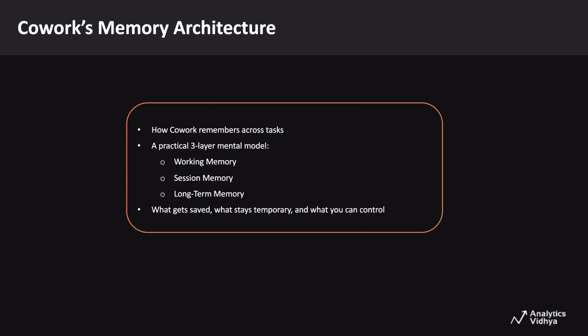A useful way to understand this is through three layers. What Cowork is actively working on right now, what it remembers during the current session, and what persists across sessions. In practice, this persistent layer includes things like project memory, global instructions, folder level instructions, and in Claude Code, structured context through files like claude.md and auto-generated memory.